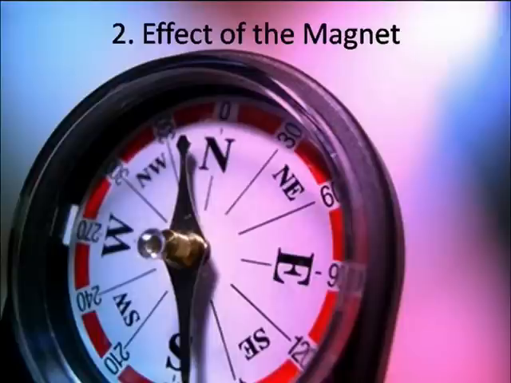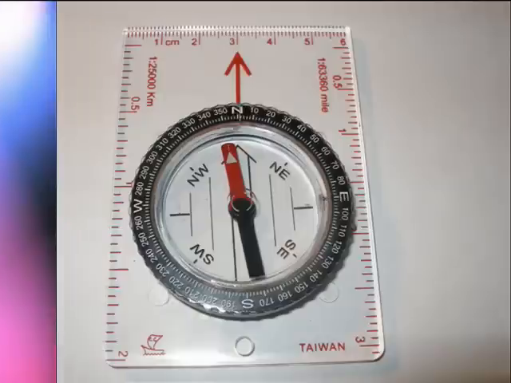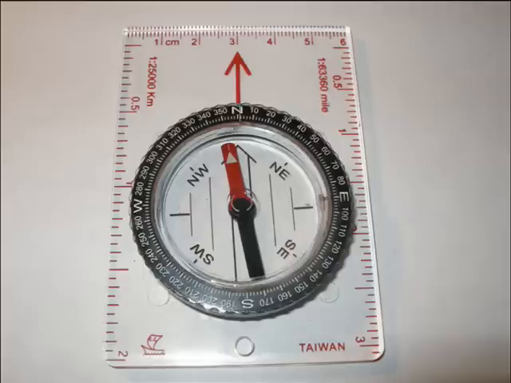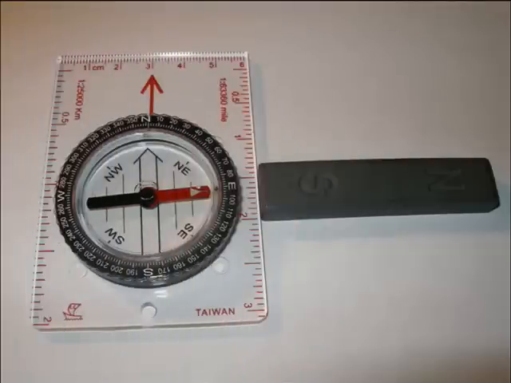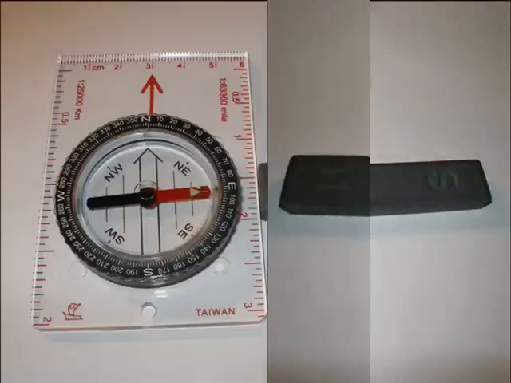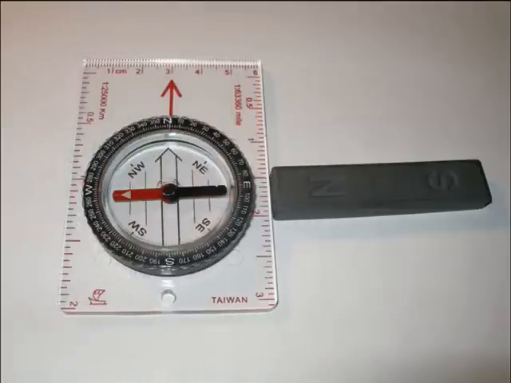Your next step is to test to see what the effect of a magnet is when it's placed near the compass. This is a compass similar to the one that you received with your supplies. Notice that the red end of the compass is pointing to the north. If you bring the south end of the magnet towards the compass, the north end of the compass is attracted to the south end of the magnet. This is because we know that opposites attract one another. On the other hand, when you bring the north end of the magnet towards the compass, the north end of the compass wants to be repelled from the north end of the magnet, so it moves in the opposite direction.